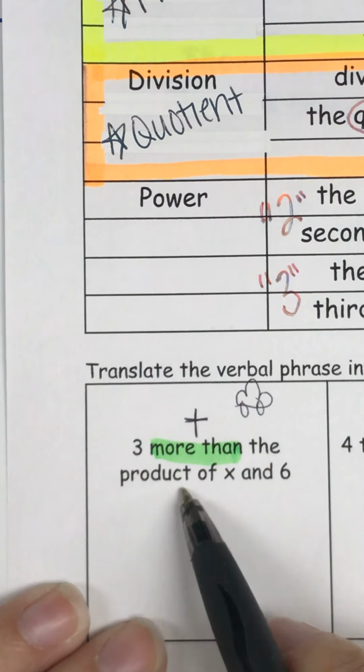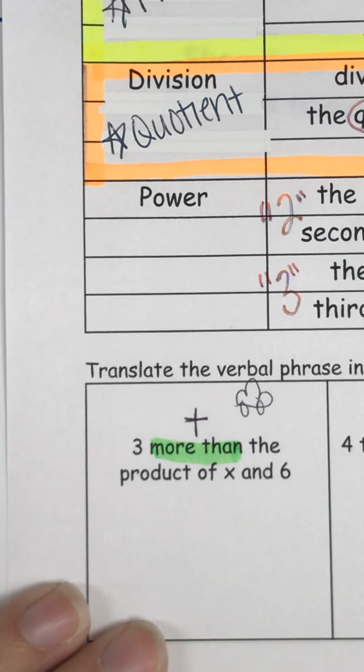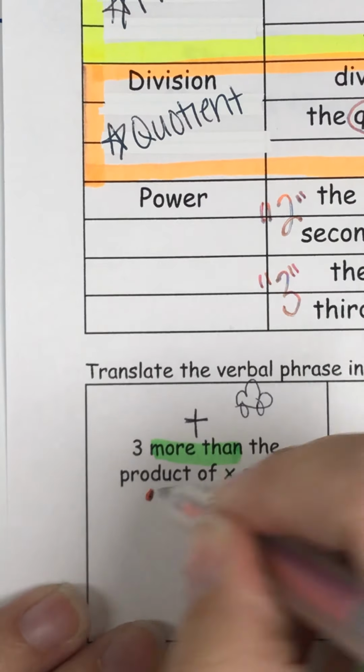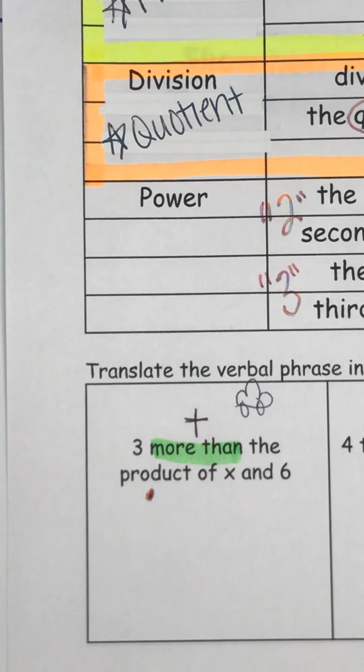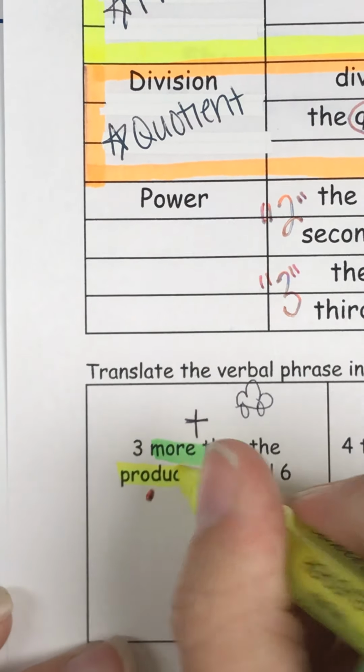So "3 more than the product." Product means to multiply. So I'm going to highlight that one yellow just for the purposes of you trying to learn how to do this.